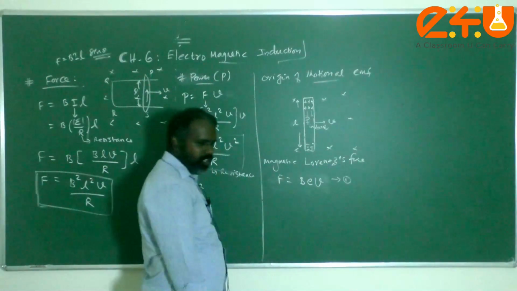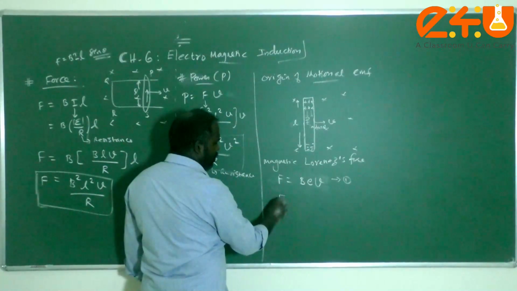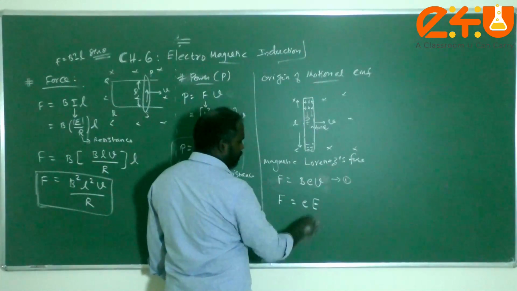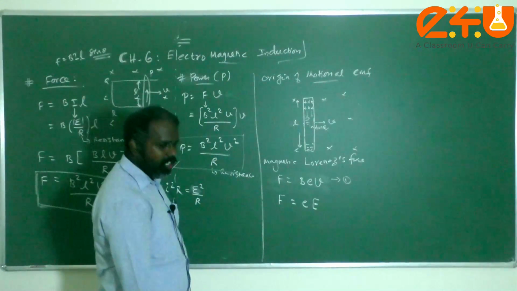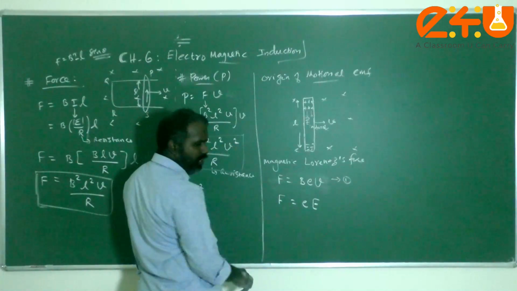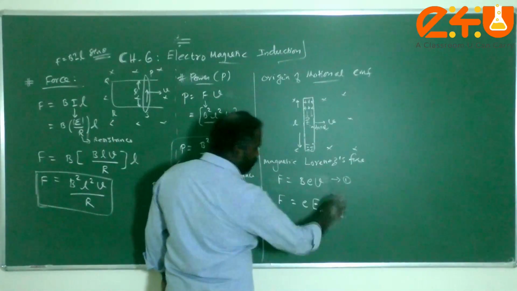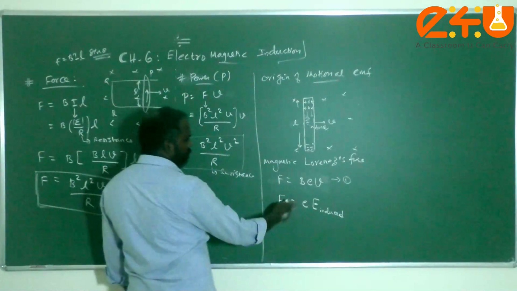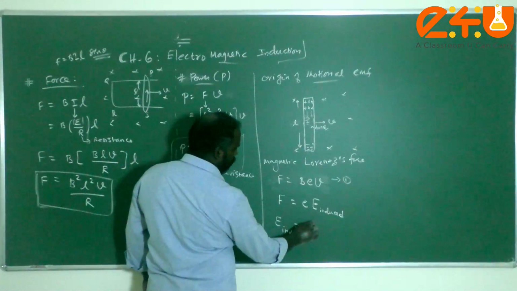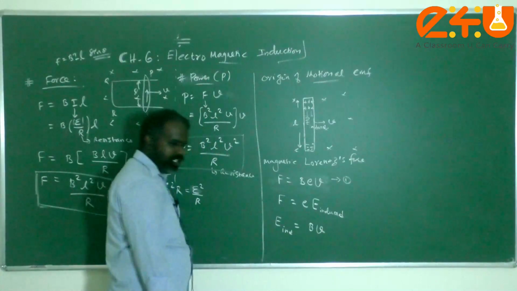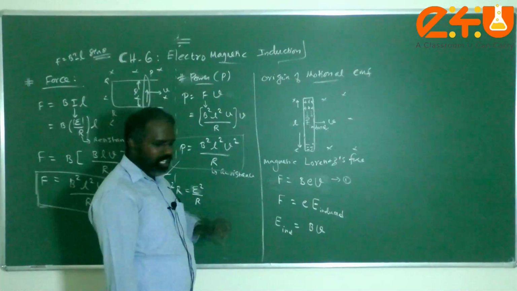Induced electric field. Whenever charges are placed in an external electric field, they experience the force F equal to E vector. At equilibrium, the force due to the magnetic field and the force due to the electric field balance. This is called the induced electric field. Equating these, we get E induced equal to B into V. Here the induced electric field is this.